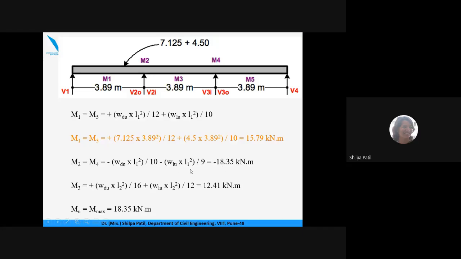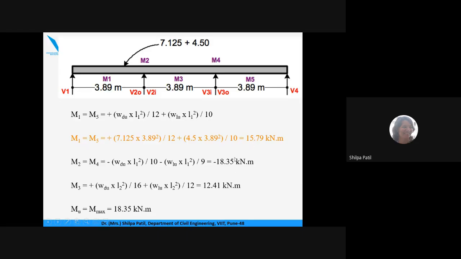The values are put here and the value coming is minus 18.35. M3 is the interior span. For that the coefficient is L by 16 and L by 12. So the values are again written in this expression and the value coming is 12.41.